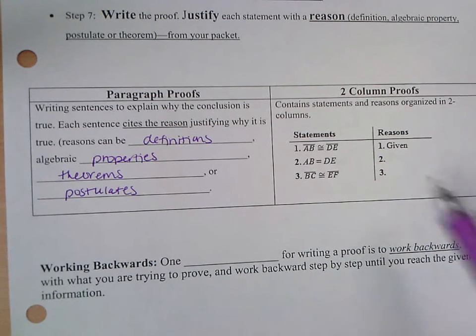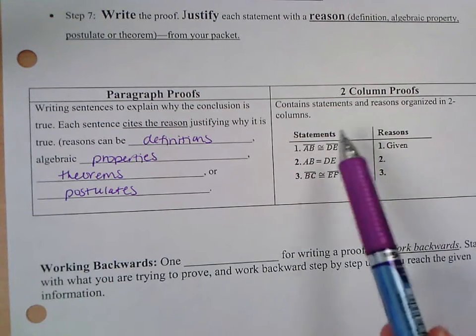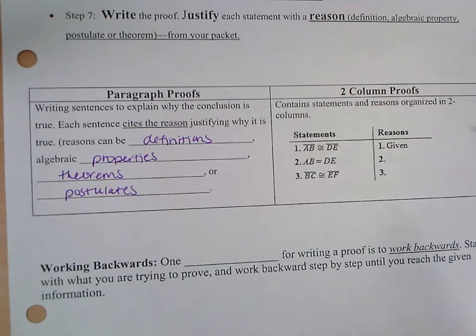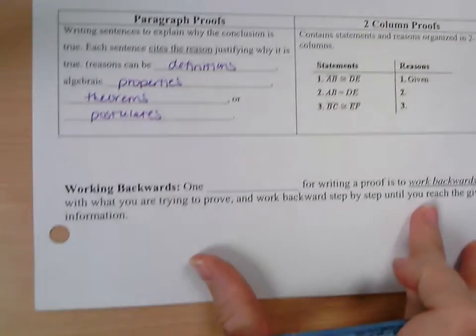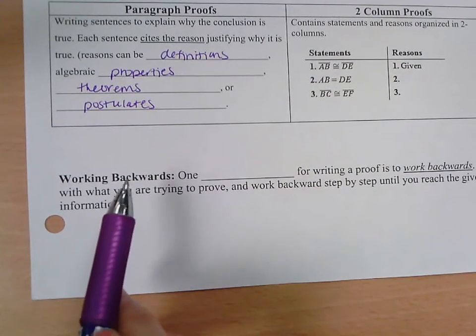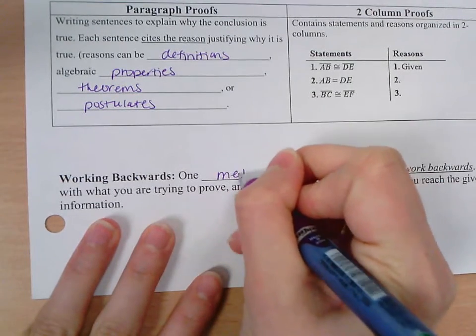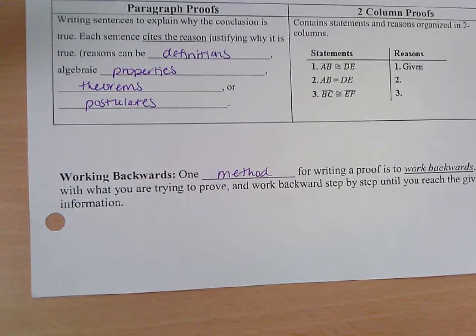The proofs for today and tomorrow, though, will look like this. So you'll have all of the statements in the first column, so that's kind of like as you're working through it. Just like in the algebraic proofs, it was the steps of solving the equations, and then you have your reasons off to the side why each one is true. And then I also have on here working backwards. So one method for writing a proof is to work backwards. So start with what you're trying to prove, work backwards step by step until you reach the given information. Honestly, we'll go through examples.